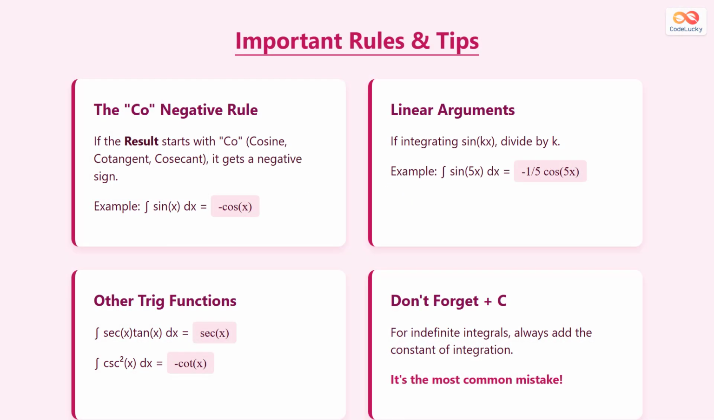Here are some tips to avoid mistakes. If your integration result starts with co, like cosine or cotangent, it usually gets a negative sign. Also, if there is a number inside the sine function, like sine 5x, remember to divide by that number in your result. And never forget the plus c for indefinite integrals.